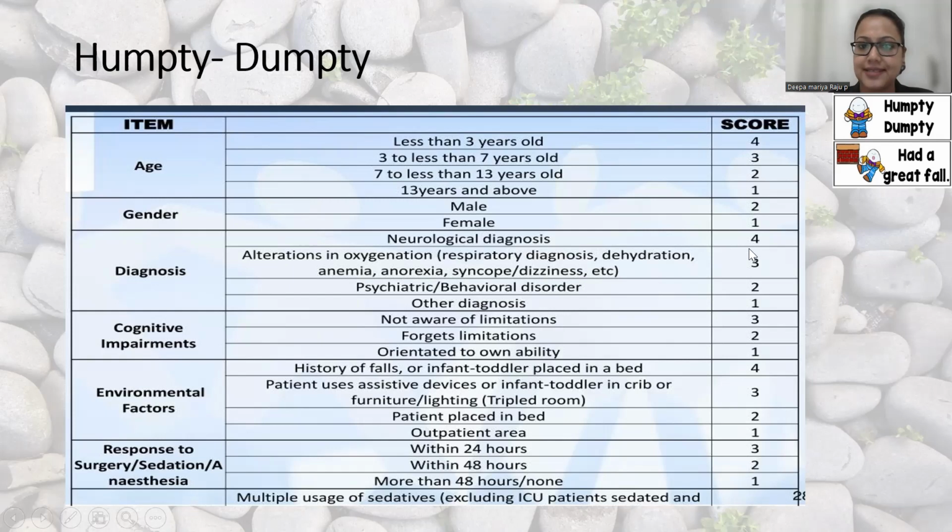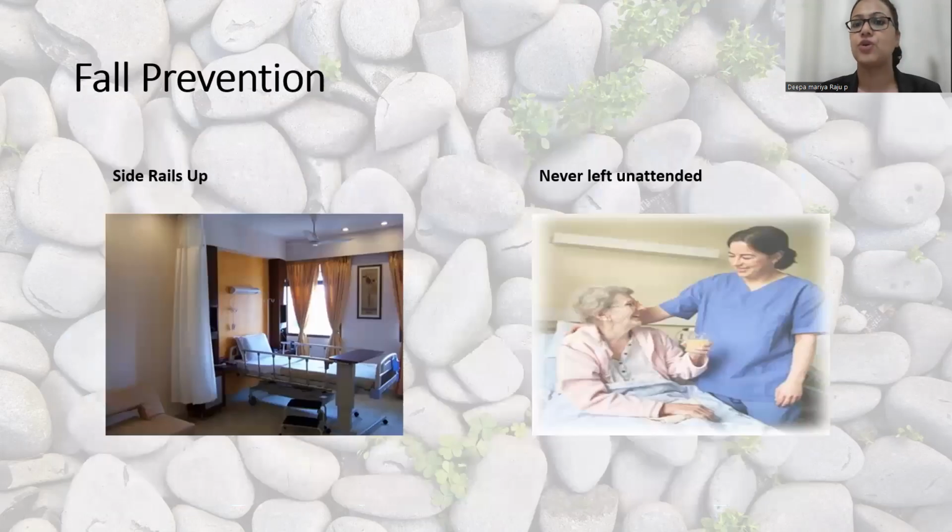So they are also scoring. And the diagnosis basis, which is the major system affected? Then the cognitive impairments, environmental factors, and response to the surgery or sedation or whatever it is. So like that, here also we will score the cumulative score and we will consider the baby as vulnerable or less vulnerable.